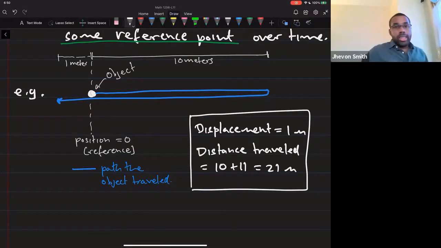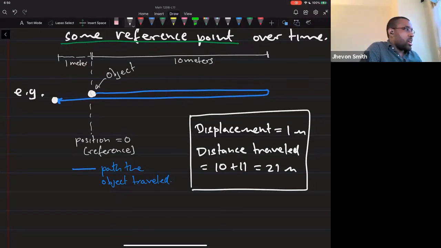So at the end, when I stop the clock, wherever that object is, I just measure how far that is from the initial reference point. I'm actually 1 meter from the initial reference point, but I didn't just move 1 meter. I went 10 meters in one direction and I came back 11 meters in the other direction. And so I ended up 1 meter from where I started, but it wasn't the total distance I traveled, right?